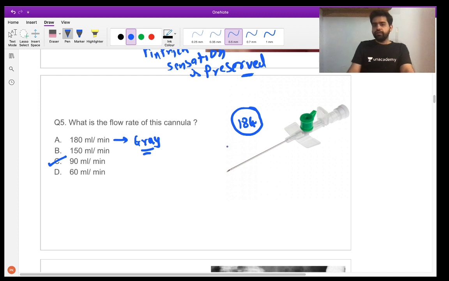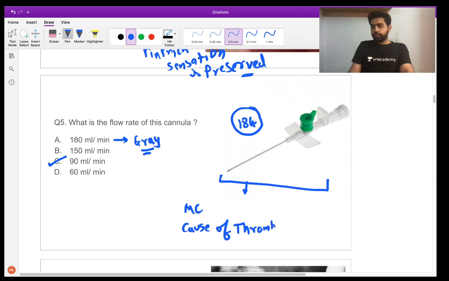Now, another thing which I want you to know is that this IV cannula is the most common cause of thrombophlebitis. So please remember this. If somebody asks you which is the most common cause of thrombophlebitis, it is IV cannula insertion.